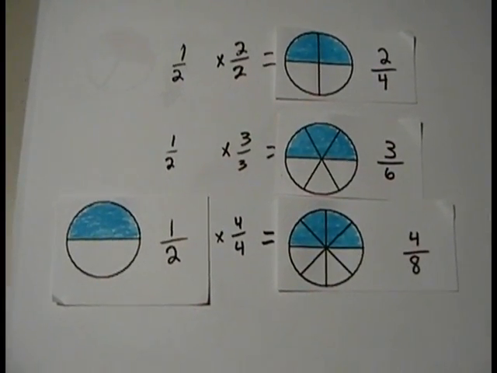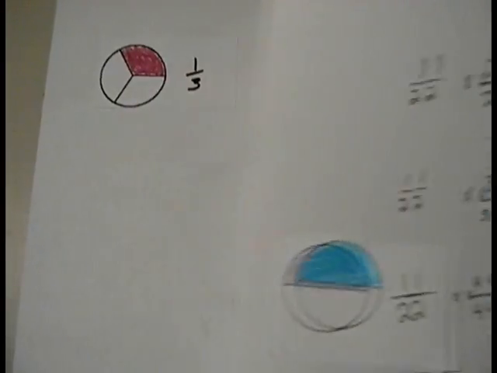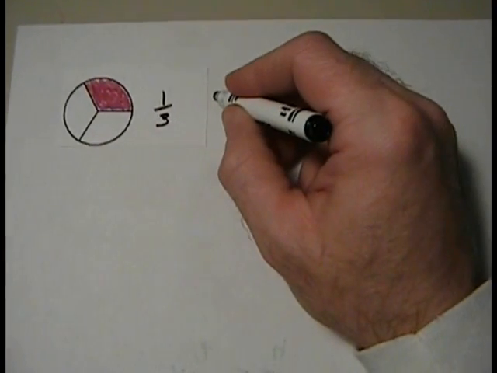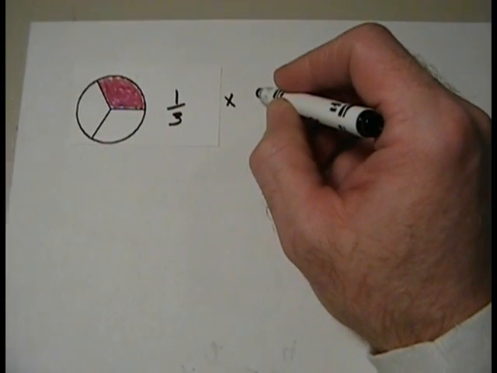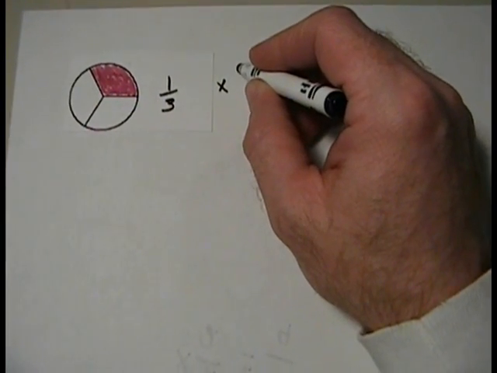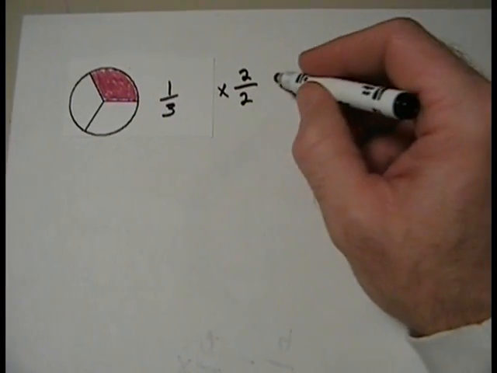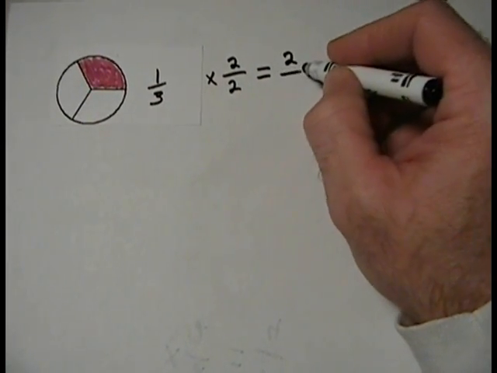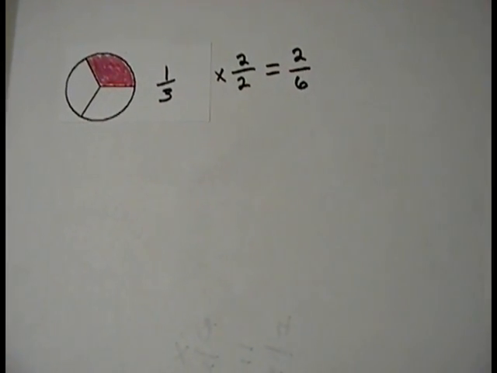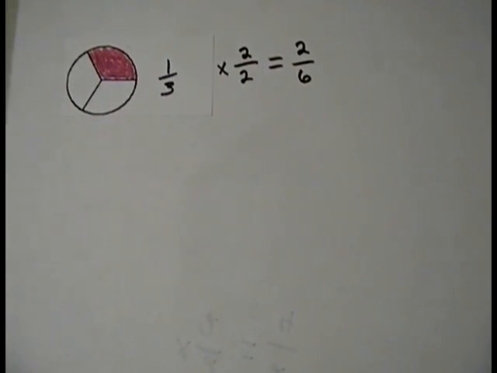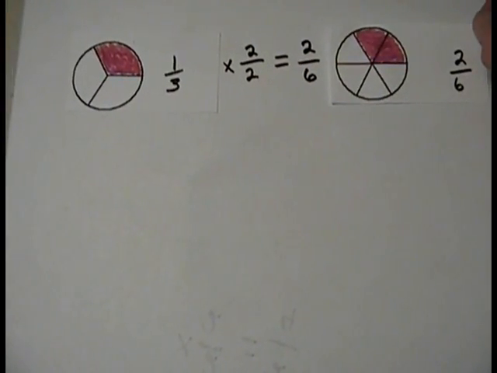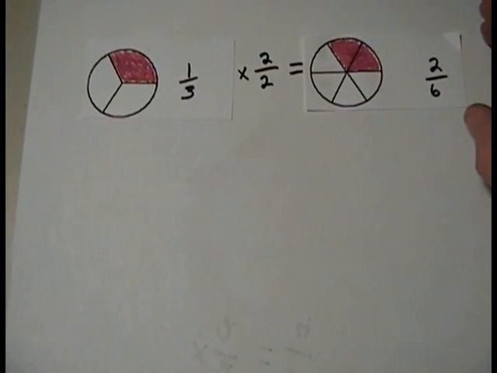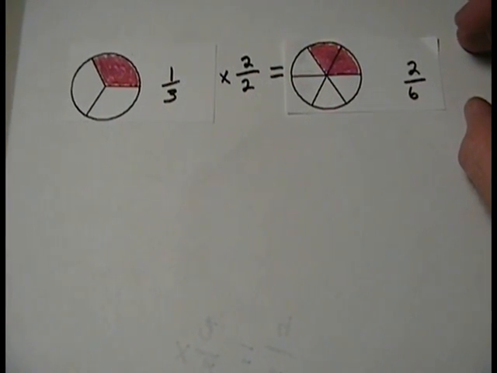Let's try this now with a completely different fraction. 1/3. Again, remember our rule. Multiply the numerator and the denominator by the same number. Let's pick 2 again. So multiplying the numerators, 2 times 1 is 2, and 2 times 3 is 6. 1/3 and 2/6 are equivalent. Again, looking at the pictures of the shaded piece, it shows that 1/3 and 2/6 are equivalent.